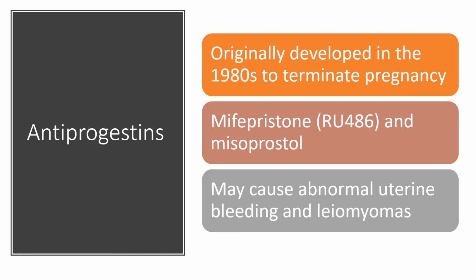And then we have the antiprogestins. These were originally developed in the 1980s as an abortifacient, some type of drug method to terminate pregnancy, and they're actually still used today. So these drugs that are listed, mifepristone is usually combined with misoprostol, and they can induce abortion in the early stages of gestation.